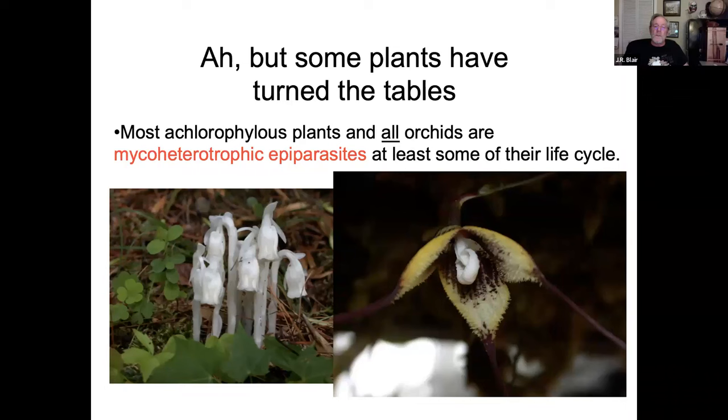So some orchids are achlorophyllous their entire life. So ghost orchids, phantom orchids, here in California, we have coral roots. Those are achlorophyllous plants. So in other words, they don't have any chlorophyll, they cannot photosynthesize.